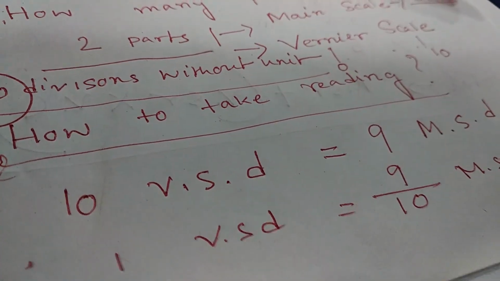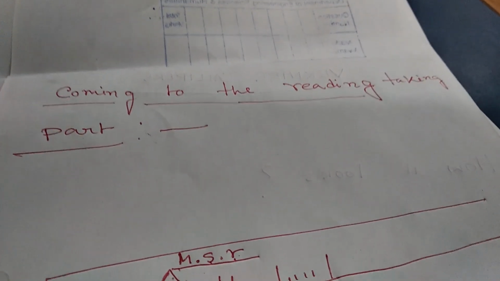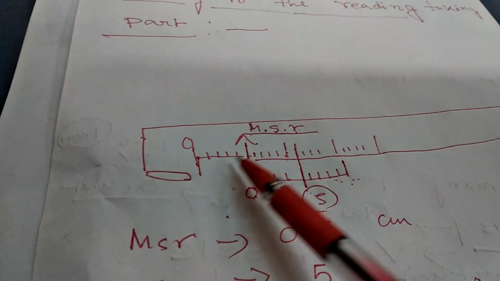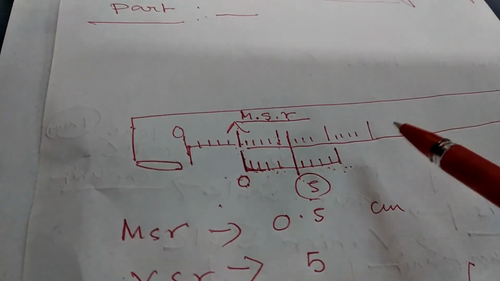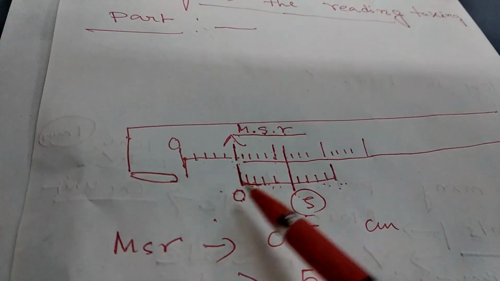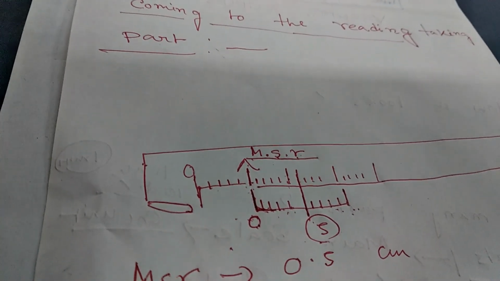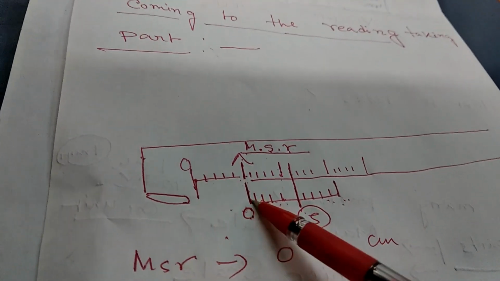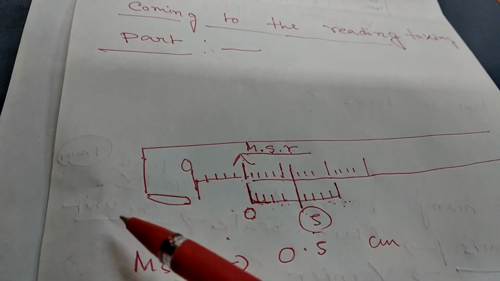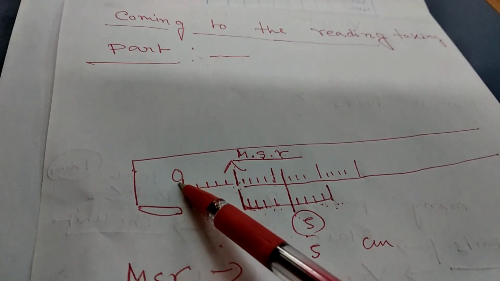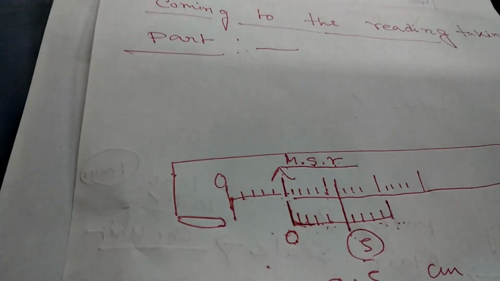Now, coming to how to take a reading. Here I have drawn slide calipers, just like the scale divisions. Suppose you are going to measure anything. Whenever you are measuring, there will be a separation between the vernier scale and the main scale. You can't find that 0 is attached to 0. So let me show you.